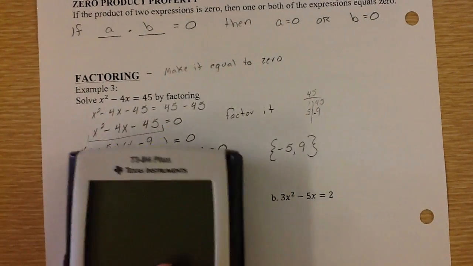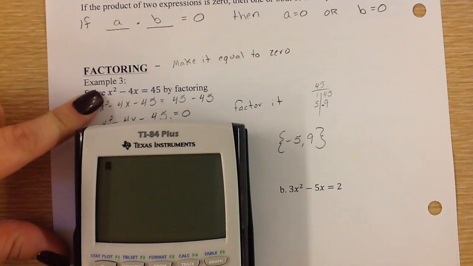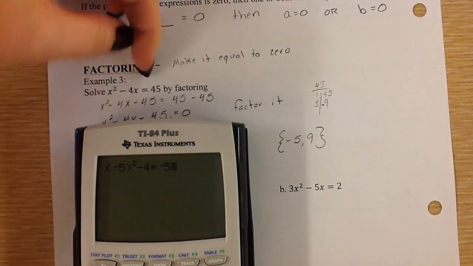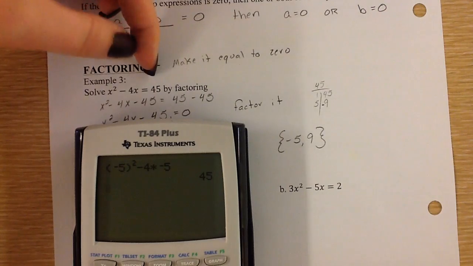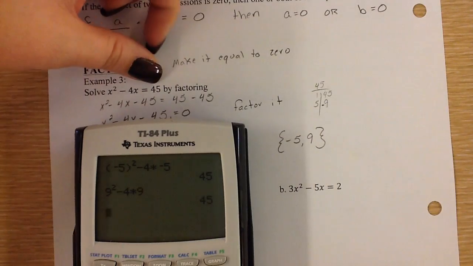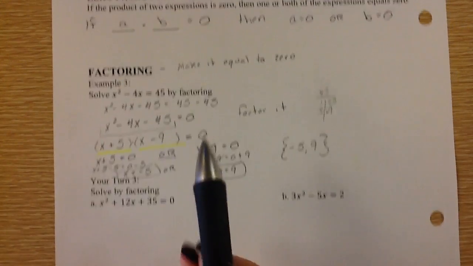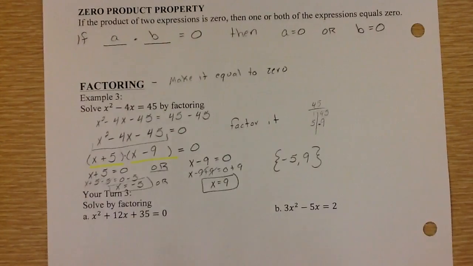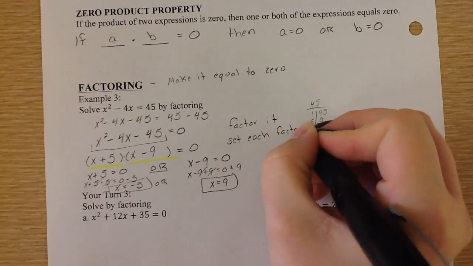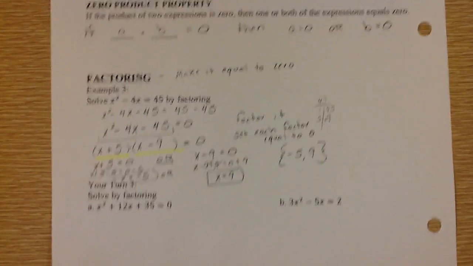Now if I was to check these, put those back into here. If I take negative 5 and square it, minus 4 times negative 5, I should get the 45. Drum roll, please. Yep, it worked. Now if I put a 9 in here, 9 squared, minus 4 times 9, I get 45. Yep, it worked. So again, you make it equal to 0, factor it, and then what did we do? Set each factor equal to 0.